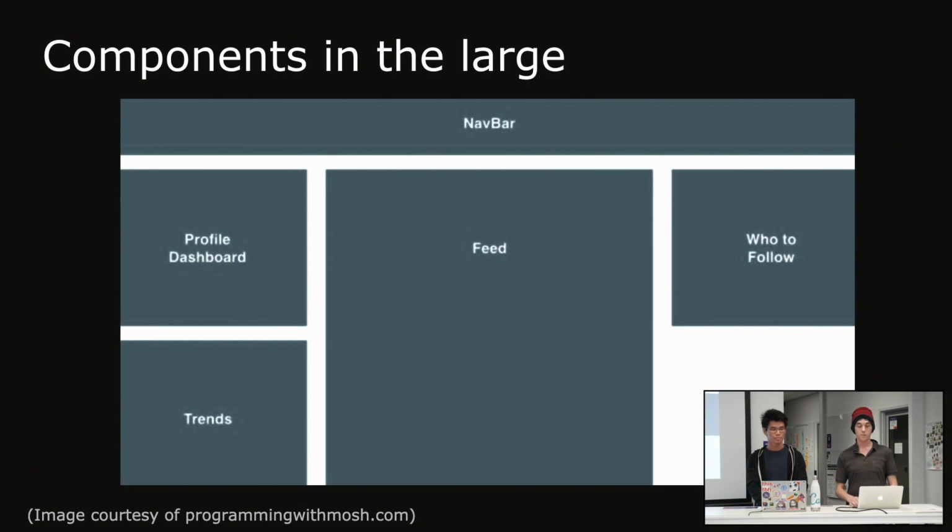When we think about components in the large, they don't have to be just on a small scale tweet. If you look at it on a website scale, the navigation bar itself is one component. The feed and your profile dashboard are all components, right? And in general, large websites such as Facebook, Twitter, Instagram are all comprised of so many components.